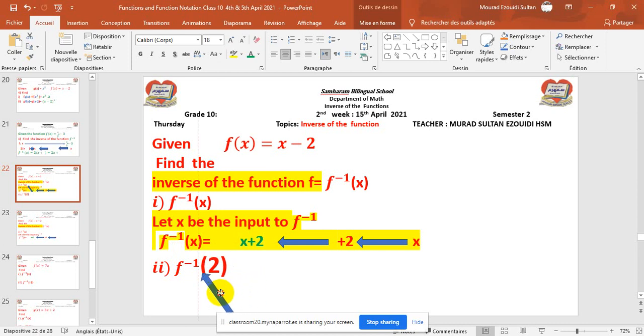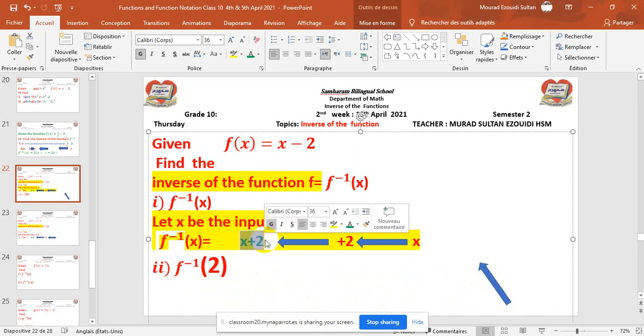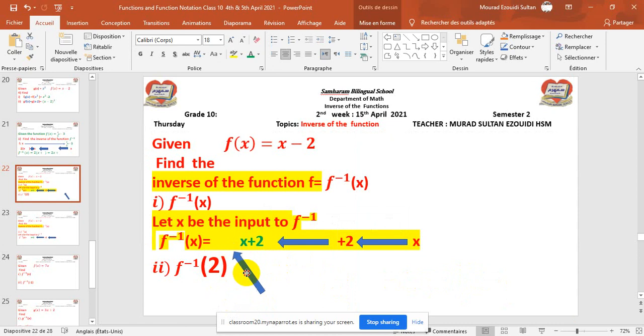Now, the question: find f minus 1 of 2. What is the answer here? You will use this fact, yes or no? Yes. It means x is equal to what? Here, 2. So we will put 2. Good girl, yes, that's it. So it will be 2 plus 2, which is 4. Clear? This is how to find the value of the inverse function at a point x equal to 2.